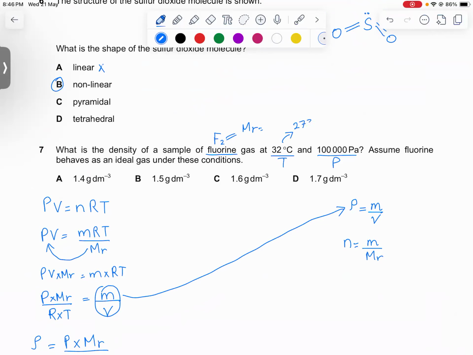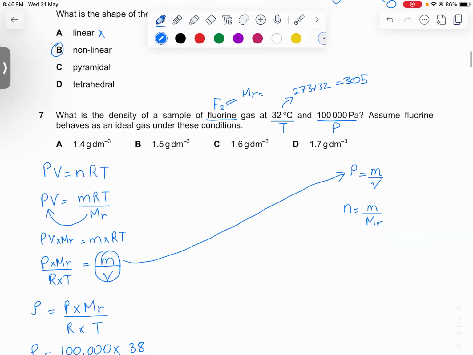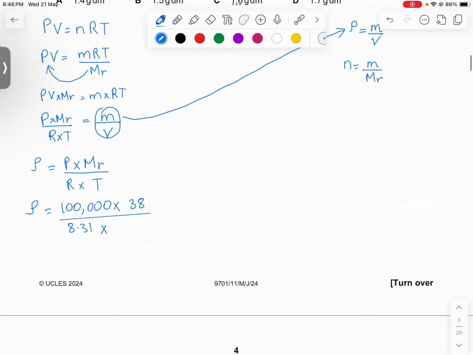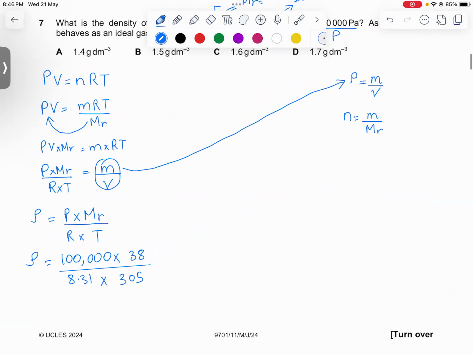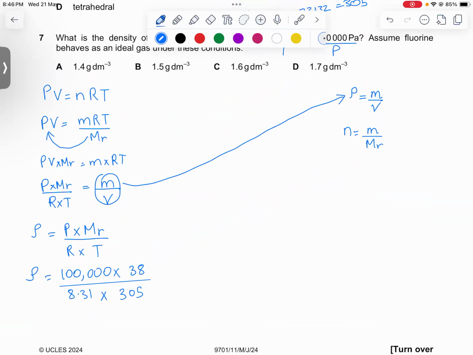So it will become 273 plus 32. Let me do 273 plus 32. This is equal to 305, right? So temperature would be 305. When we do all this, I'll have to erase this because we need another column.